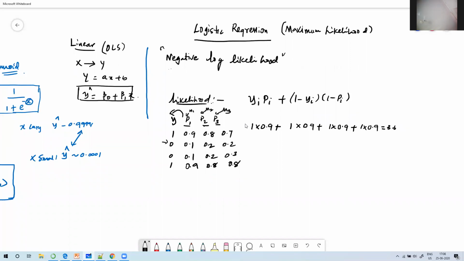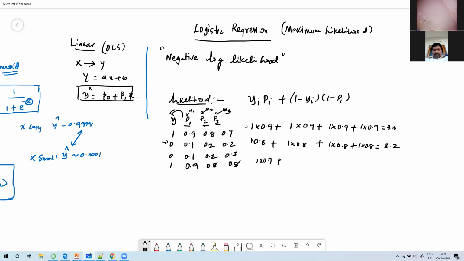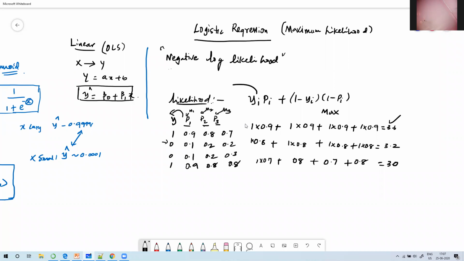For the next one, 0.8 plus 0.8 plus 0.8 plus 0.8. So this is 3.2. For the third one, 0.7 plus 0.8 plus 0.7 plus 0.8. So this is 3. So whichever gives the maximum value for the likelihood, that is the one which is representing your y in the most appropriate way. So for P1, the likelihood is 3.6.